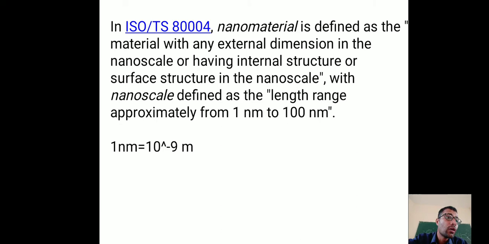We have to take a distance of 1 meter. Then we have to divide that 1 meter into 10 raised to 9 parts, and one part out of those 10 raised to 9 parts is called 1 nanometer. Now we can imagine how precise, how accurate, how small a dimension 1 nanometer is.